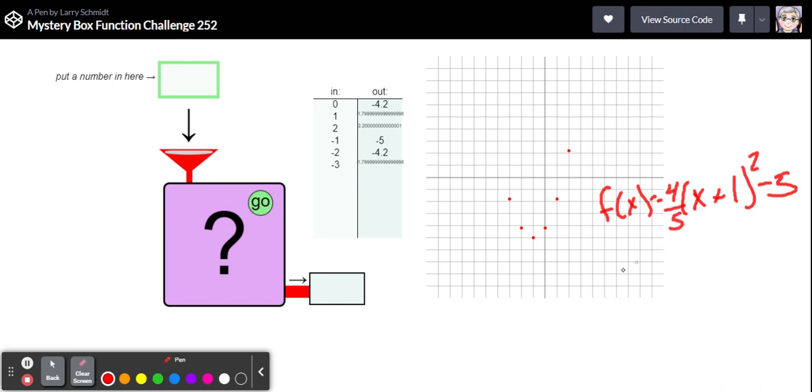Let's try a couple of points. I mean, if you put in negative 1, that makes the inside of this 0. Negative 1 plus 1 is 0. And all of this then becomes 0, and you just get negative 5. So that's what we've got here. So that looks right. What would happen if we put in a 2?